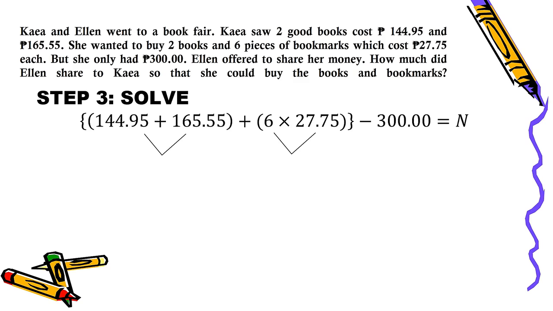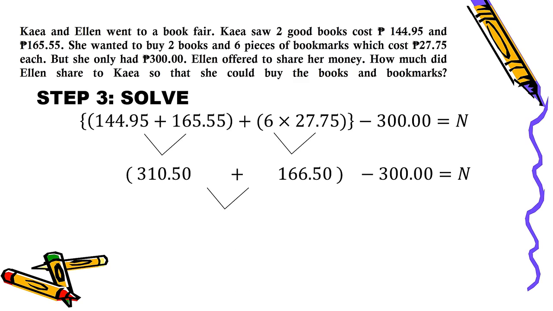In adding decimal numbers, just add it as if you were adding a whole number. To find the cost of 2 books, let's add 144 pesos and 95 centavos plus 165 pesos and 55 centavos. So that will be equal to 310 pesos and 50 centavos. While in finding the cost of 6 bookmarks, apply the method in multiplying decimal numbers. That is, after getting the product, count the decimal places. In here, it has 2 decimal places. So, 6 times 27 pesos and 75 centavos is equal to 166 pesos and 50 centavos.